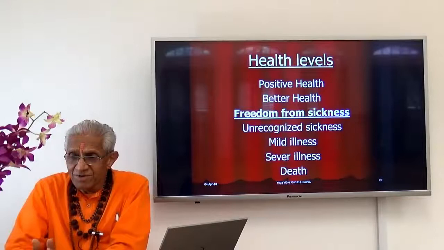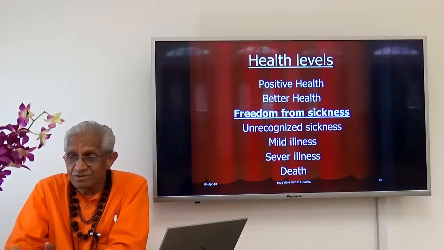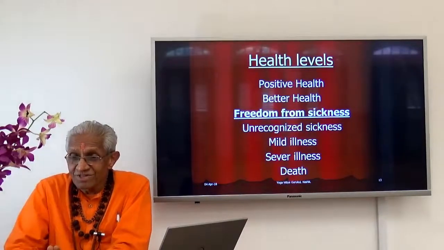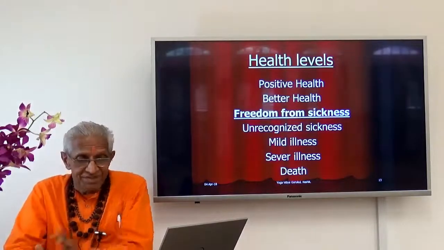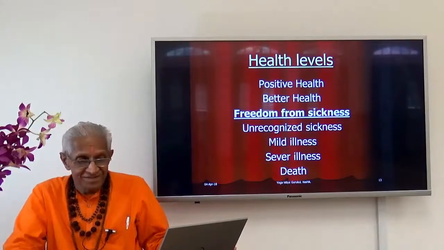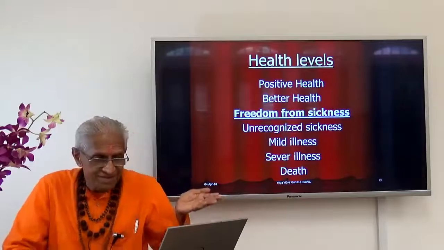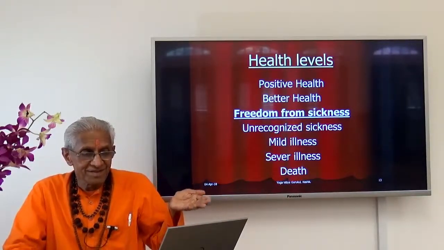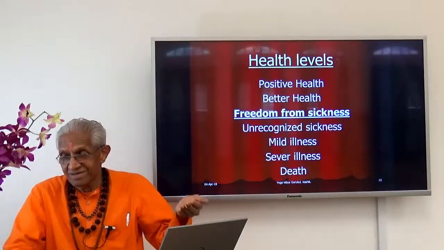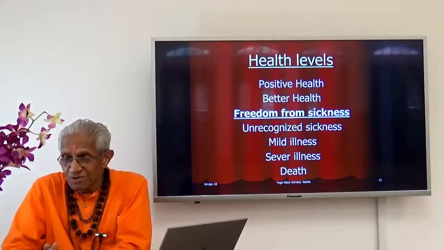Now this is the principle of yoga. That means yoga is evolution. I told you in the beginning only. Yoga is evolution. Yoga is development. If you consider health, there also yoga works for the development. So these are the different levels. The bottommost level is death. Then severe illness, mild illness, unrecognized illness, and then freedom from sickness. And then better health and positive health. So this is the evolution of health, development of health, from bottom level to top. So yoga provides this evolution.